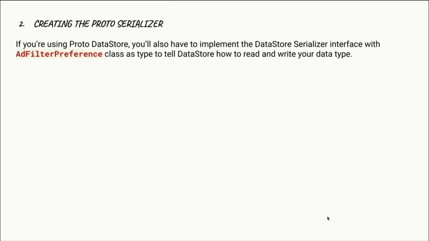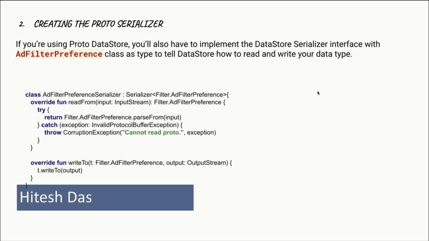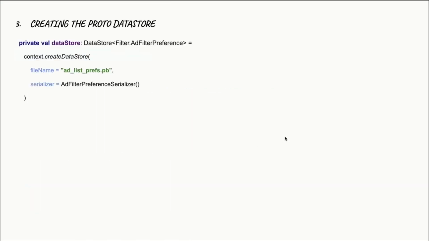Now, creating the proto serializer. Serializers are how you tell the DataStore how to read and write your data type. You have defined a proto, and inside the proto you have defined all those messages and the types of the variables. The serializer tells how you will read and write. It's a normal read-from and write-to, as a normal serializer does. So this is something you need to mention as a serializer.